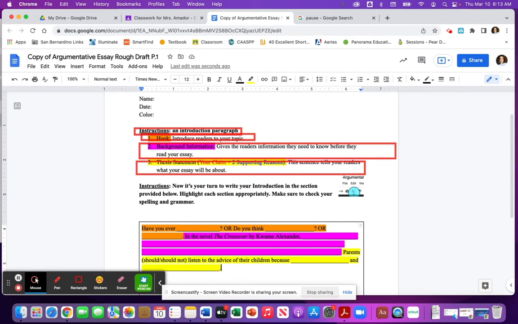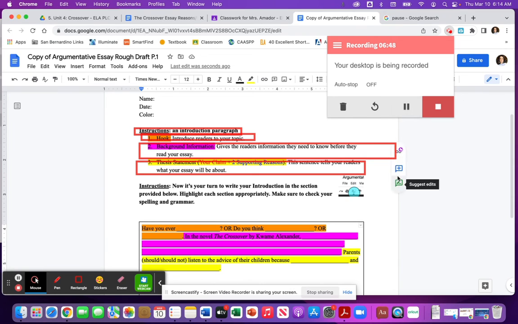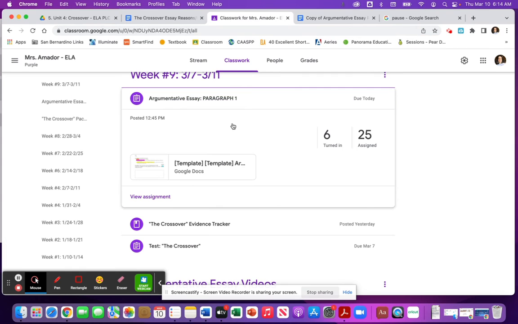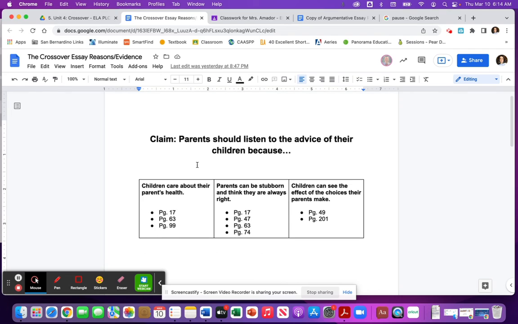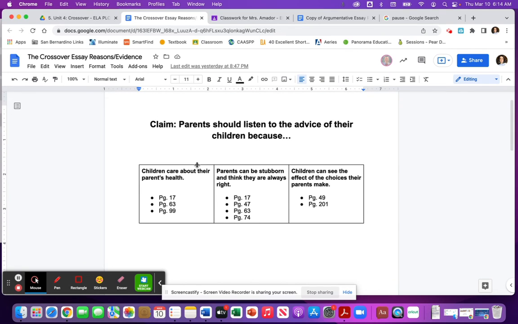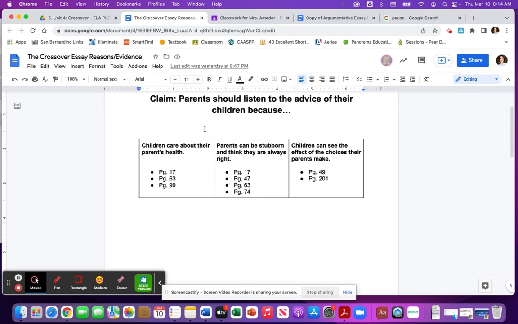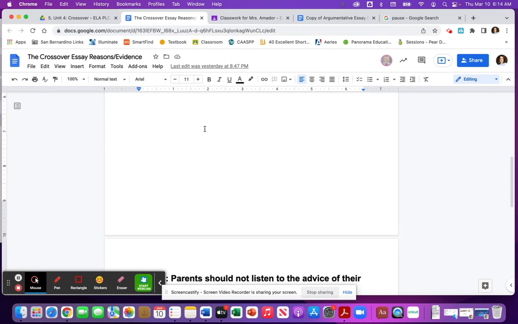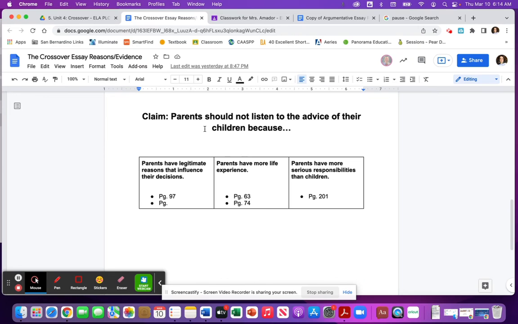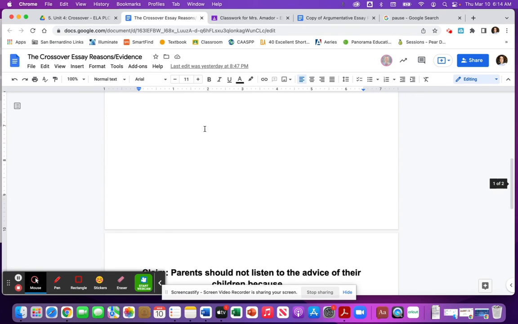If you need extra support, I'm going to show you where you can find some reasons for your thesis statement. Okay, so a place that you can find this, I'll be posting this on Google Classroom, and it will be in the same section underneath week 9. It'll look like this. So these are some options that you could use according to your claim, and some places you can find evidence for whether or not parents should listen to the advice of their children or parents should not listen to the advice of their children. Okay, so this will be underneath week 9.